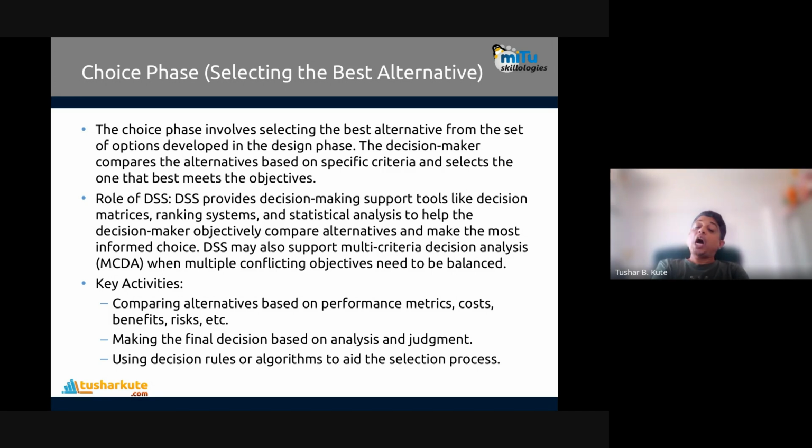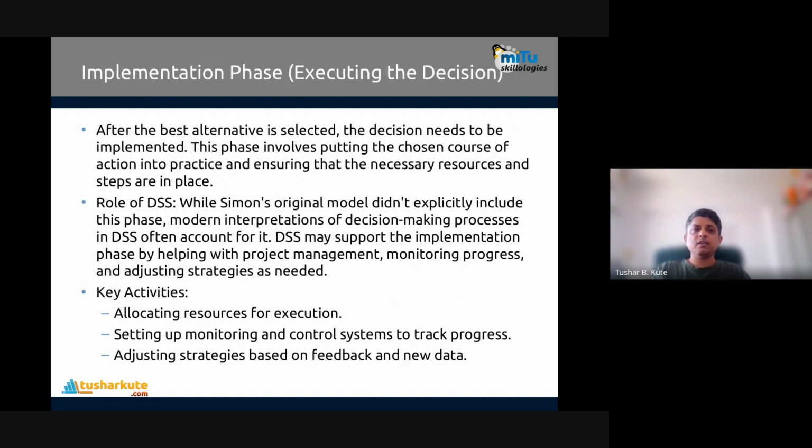Correct? How to do this? So the key activities performed are comparing alternatives based on KPIs, cost, benefit, risk, then making a decision based on analysis and judgment, and using decision rules or an algorithm for the selection process. Last is implementation.